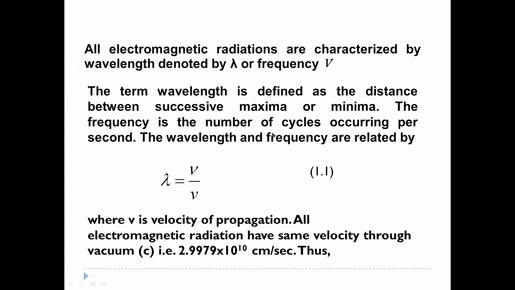The frequency is the number of cycles, how many crests appear or how many troughs appear per unit time, that is per second. So, the wavelength and frequency are related by lambda is equal to velocity divided by the frequency. Here nu is the frequency and v is the velocity. So, the velocity of propagation: all electromagnetic radiations in general have the same velocity through the vacuum, that is 2.9979 into 10 raised to 10 centimeters per second.